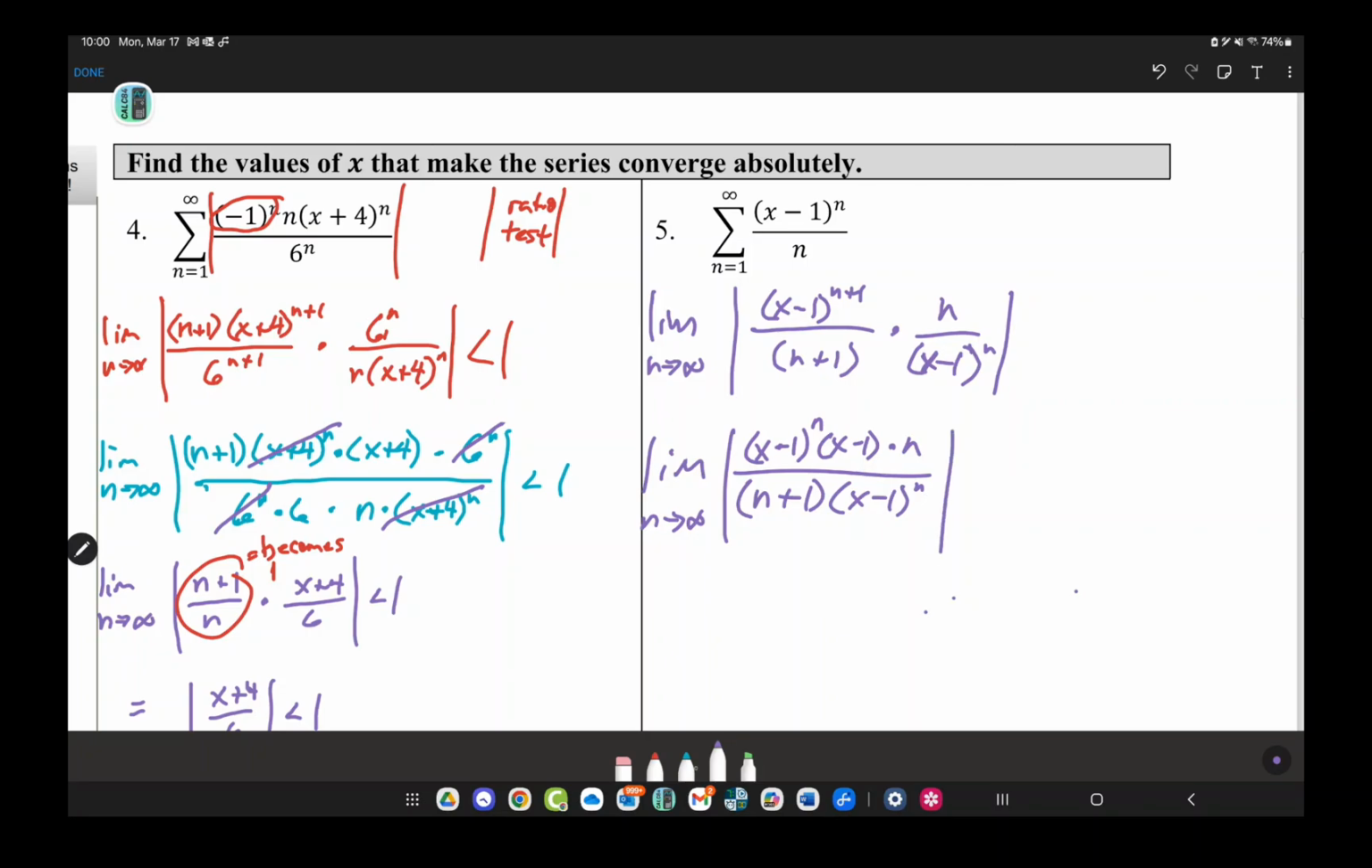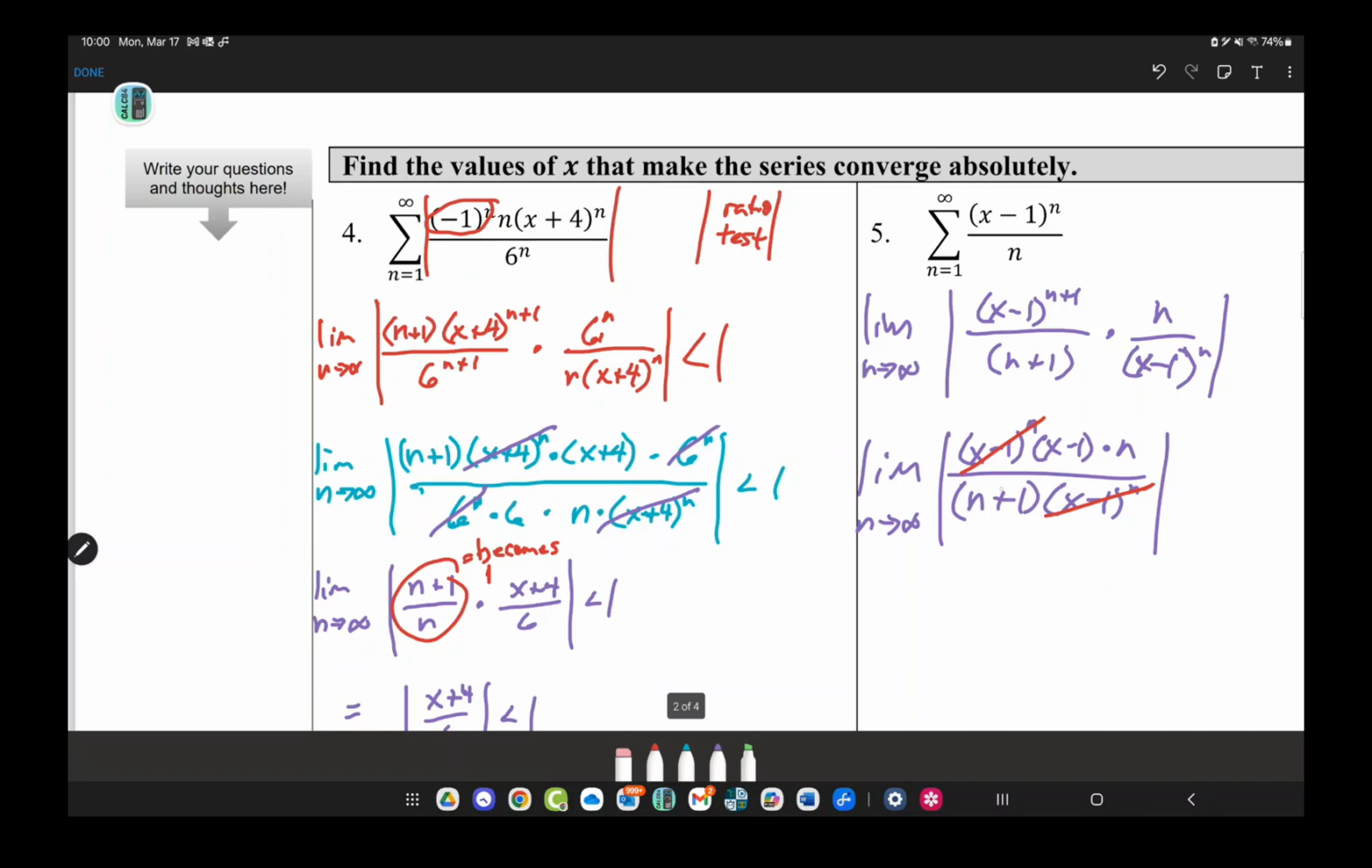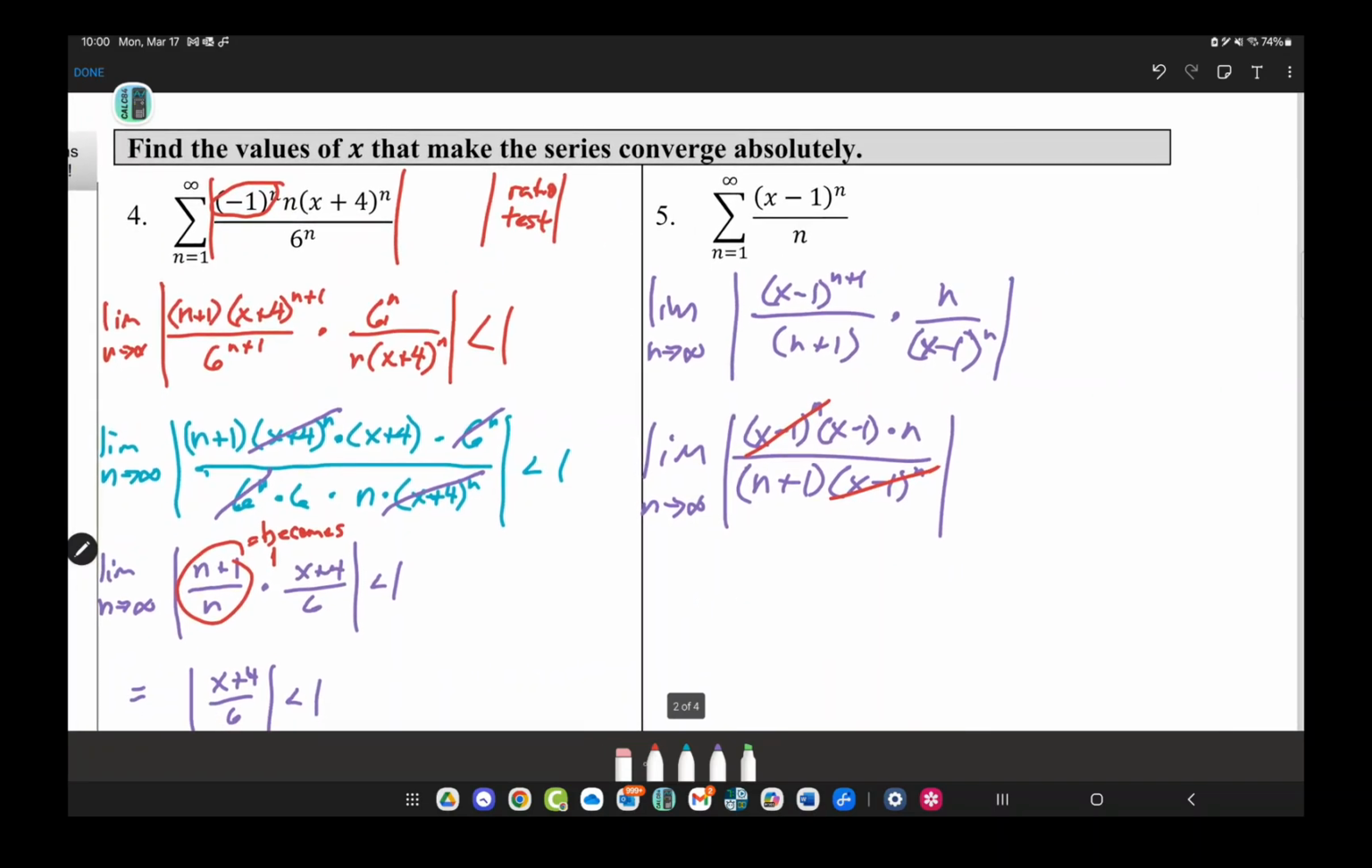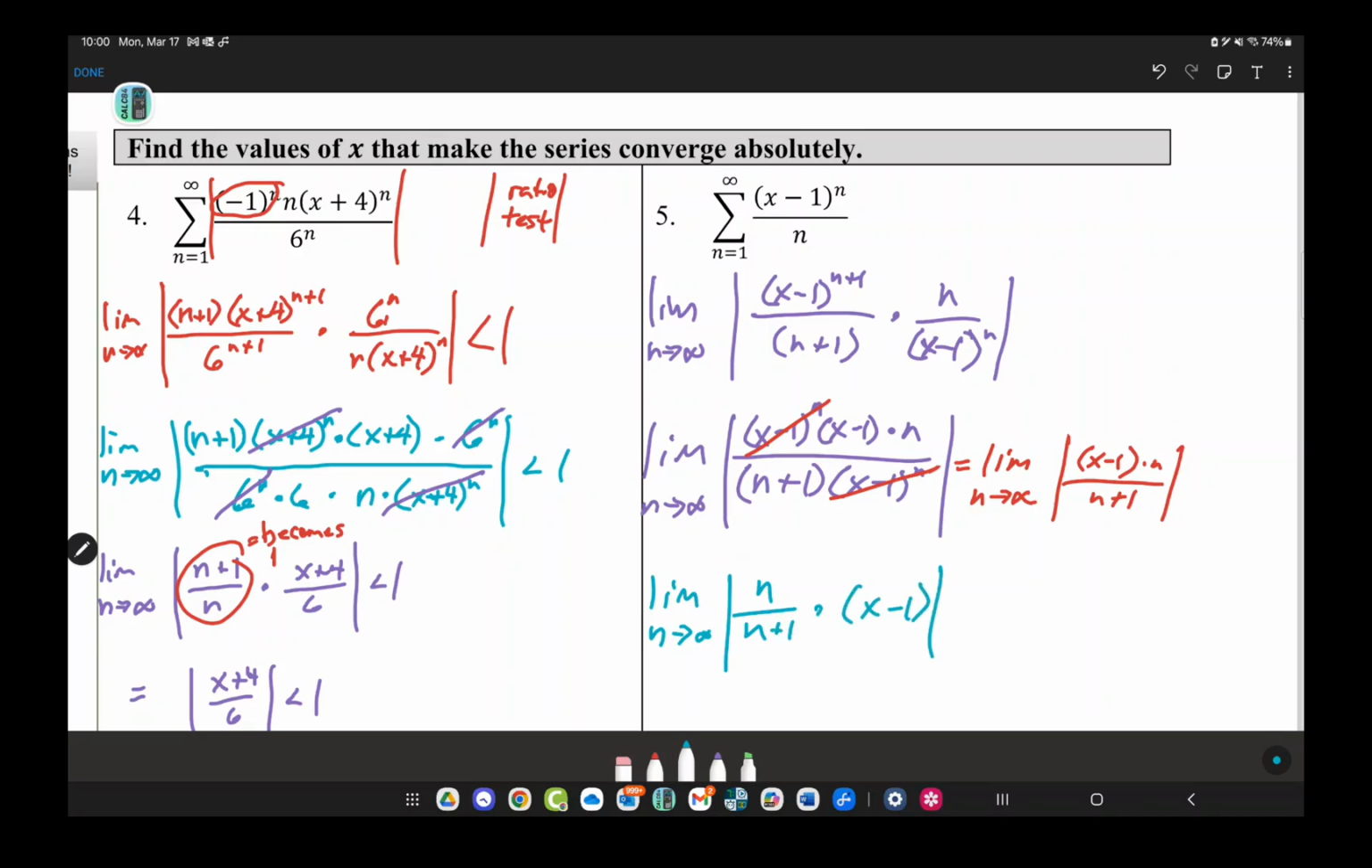Now the only thing that's going to cancel here is that one thing. So we can rewrite that as the limit as n goes to infinity of x minus 1 times n over n plus 1. Now this is where we can separate this out: the limit as n goes to infinity of n over n plus 1 times the absolute value of x minus 1. Again, this should all be less than 1.